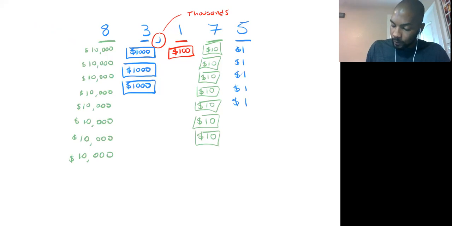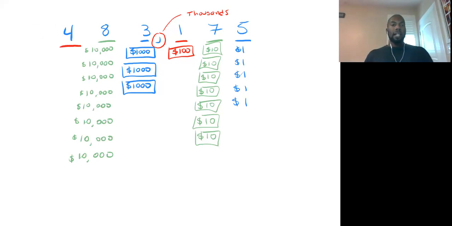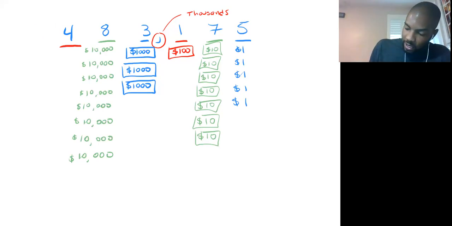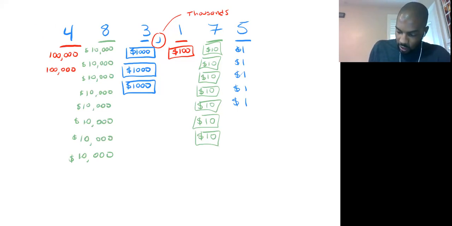The 4 is in the same place as the 1 was. So now we call this not the hundreds, but this is the thousands period. So this is the 100,000s. So this is going to be 100,000, 200,000s, 300,000s, 400,000s. There are 4 $100,000 bills here.